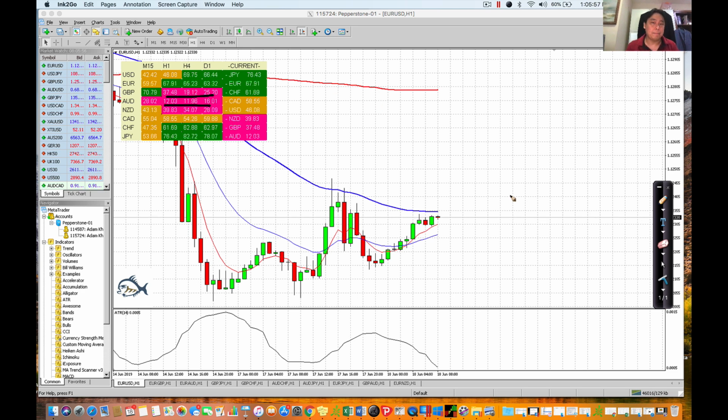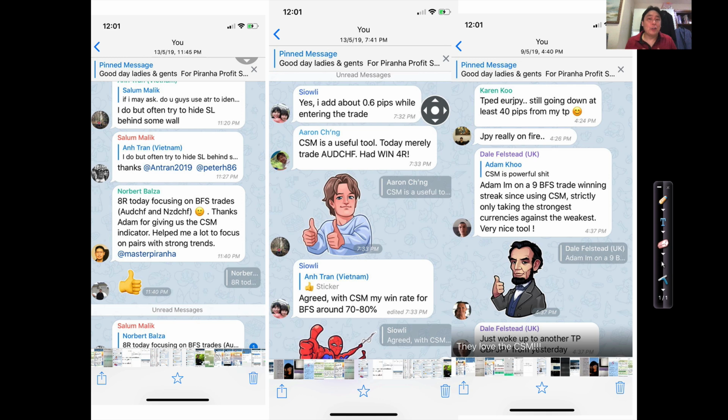So here's a little peek into our Telegram chat group community. We've got over 700 traders who trade live every single day in this chat group where we mentor each other, we help each other to find trade setups, and you can see how powerful the currency strength meter is, or we call it the CSM meter, right? So these were some of the recent screenshots.